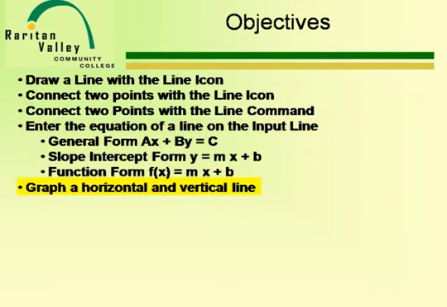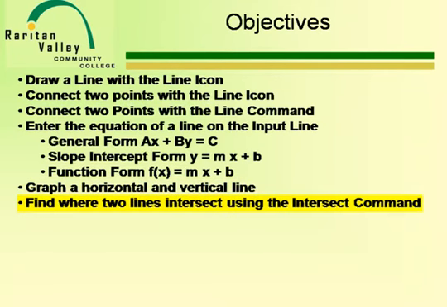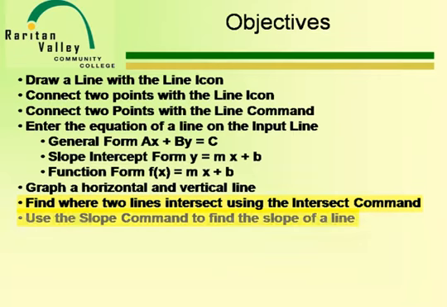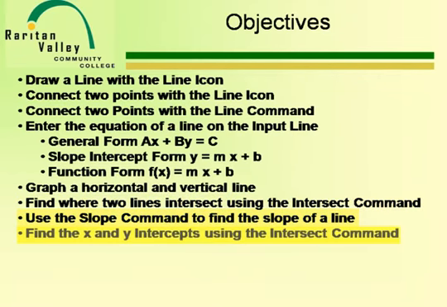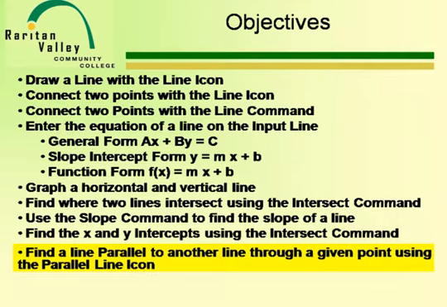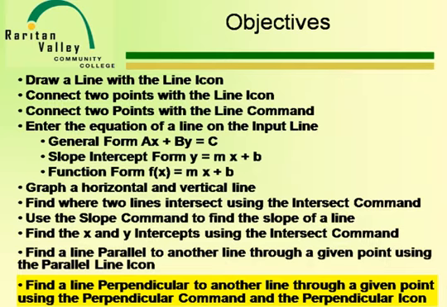We're going to graph a horizontal line and a vertical line. We're going to find where 2 lines intersect using the intersect command. We'll find the slope of a line using the slope command. We're going to find the x and y intercepts of the line using the intersect command. We're going to find a line parallel to another line through a given point using the parallel line command. And we're going to find a line perpendicular to another line at a given point using the perpendicular command.